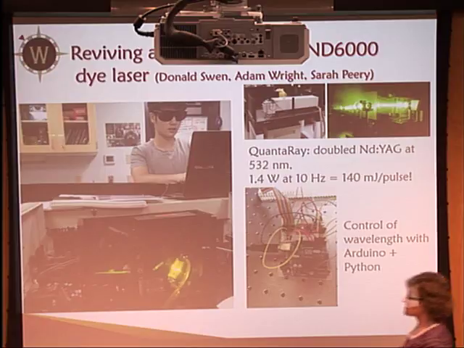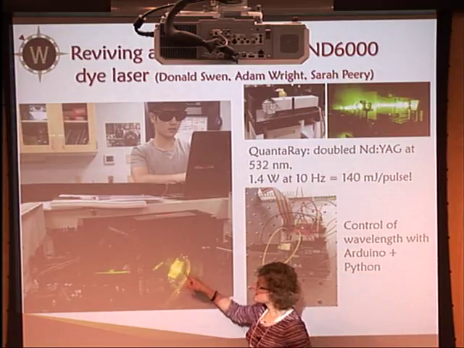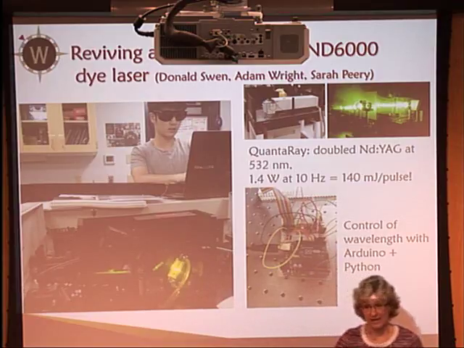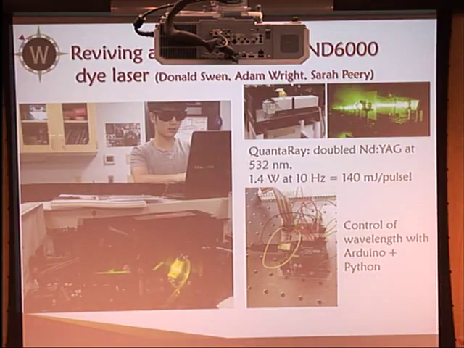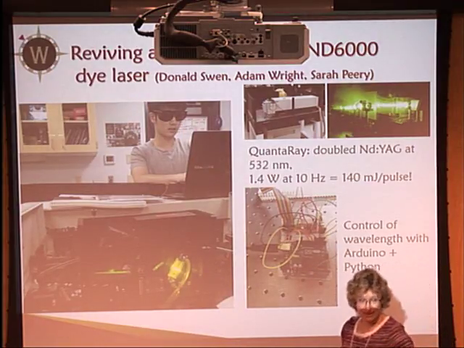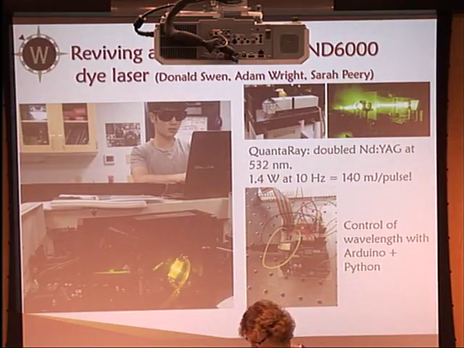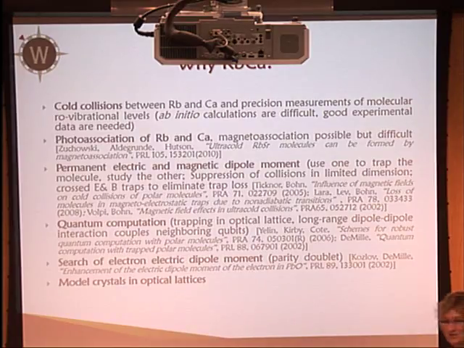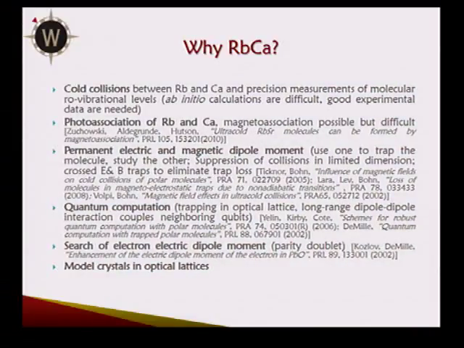And if you do everything just right, you excite the dye, and you get laser emission out of the dye, which can be anywhere from red to yellow. And we have an Arduino and Python set up, so we can actually change the wavelength on the fly. So don't read this. This is really just to show you why we're interested in RbCa. There's a lot of rich physics going on, and as soon as we have these molecules, we're going to tap into that as well.